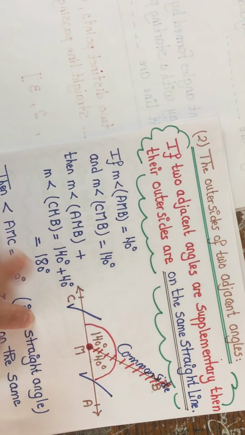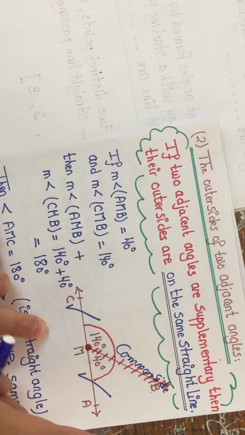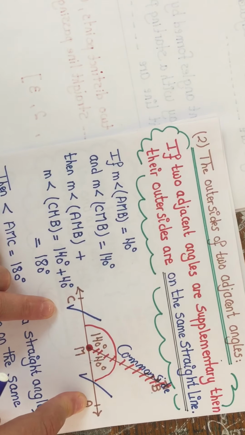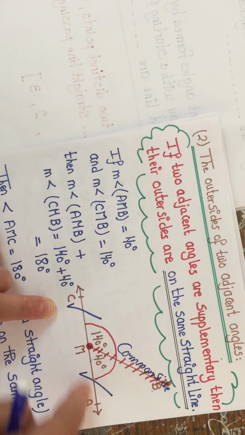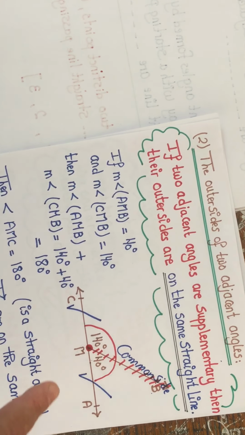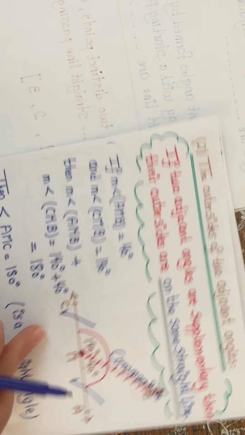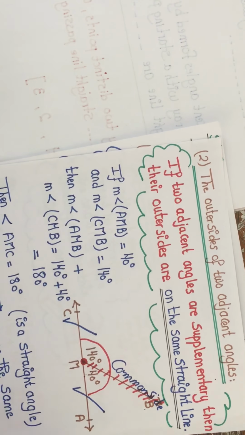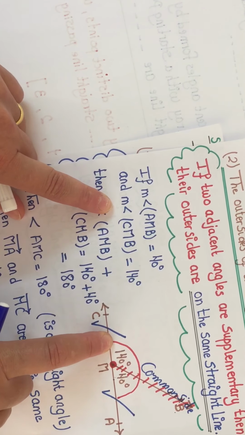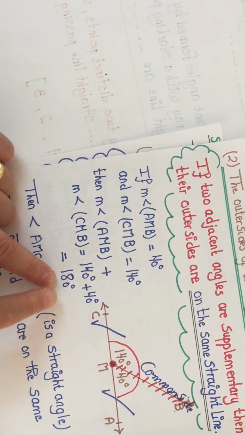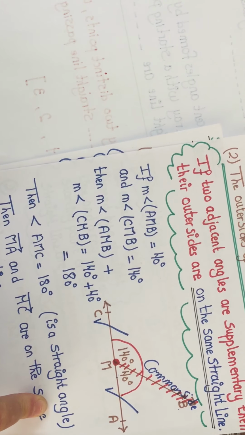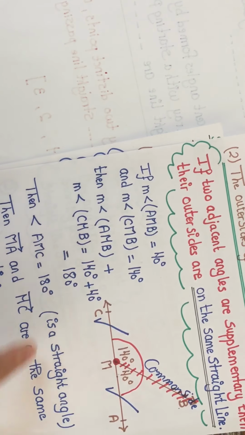The outer sides are, it's a must. If we have two adjacent supplementary angles, it's a must that their outer sides are on the same straight line. So the second case said if we have two adjacent supplementary angles, then the outer sides are on the same straight line. So here we have measure angle A and B equals 40. Measure angle C and B equals 140. The sum of both of them is 180. Then angle A and C is a straight angle or a supplementary angle. Then MA and MC are on the same straight line.